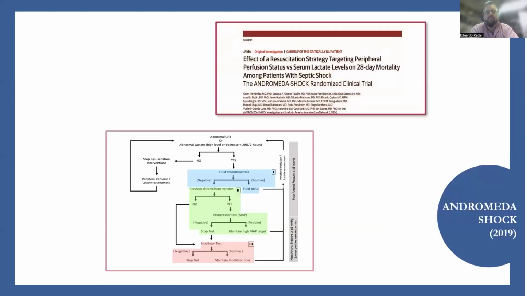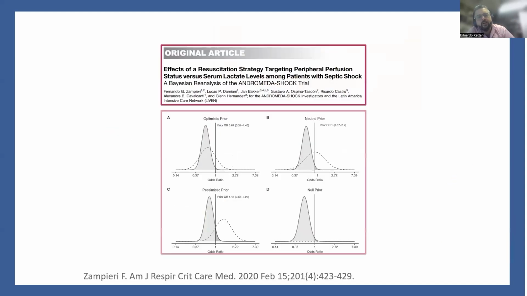And this was the basis for the Andromeda-SHOCK 1 trial that compared a resuscitation strategy targeting capillary refill time versus targeting serum lactate levels. And this was done in 424 patients in 5 countries from Latin America. And it followed a strict protocol: fluids first, then vasopressors, and then inodilators. And even though in the frequentist assessment, the study had a borderline p-value, 0.06, the post-hoc Bayesian analysis showed that probably targeting capillary refill time was beneficial in more than 90% of the scenarios according to the priors.